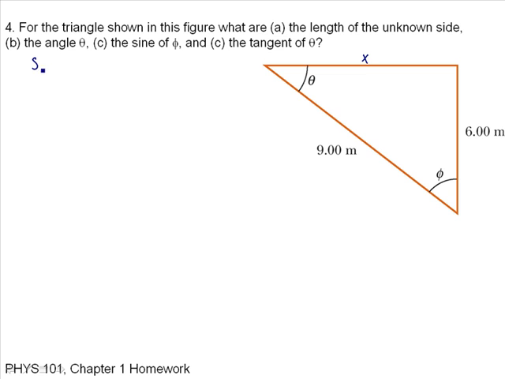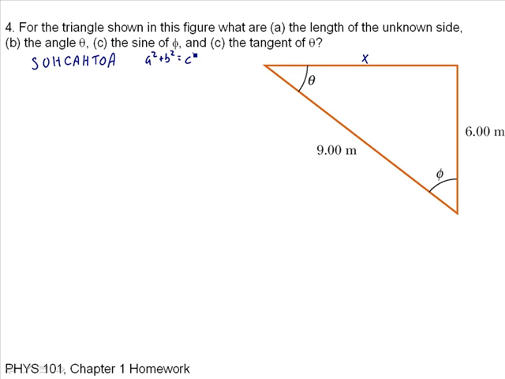Of course, there's the mnemonic SOHCAHTOA. There's also a variety of other mnemonics that you can use to remember this. Right? There's also the Pythagorean theorem, which says that the sum of the squares of the legs, that is a squared plus b squared, is equal to the hypotenuse squared.